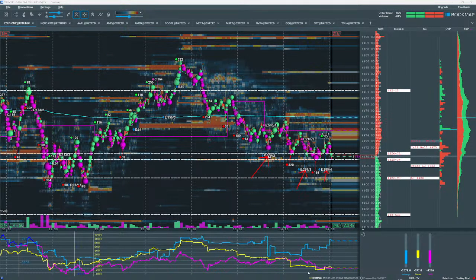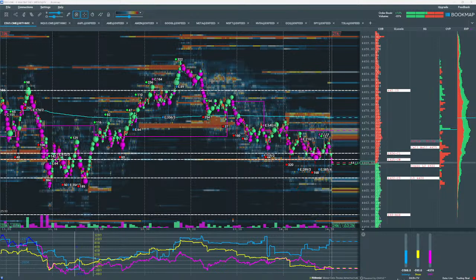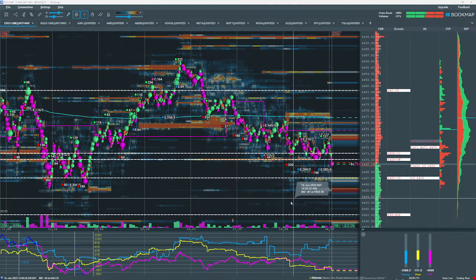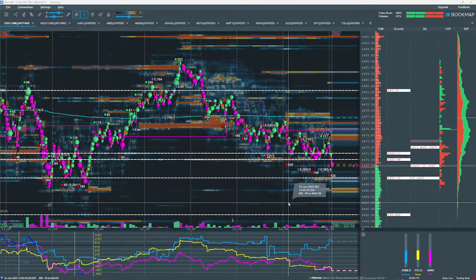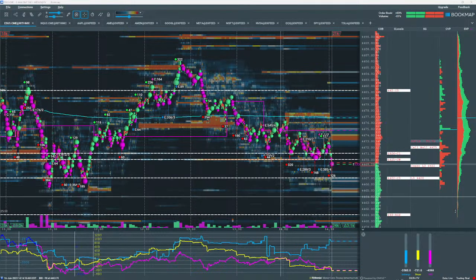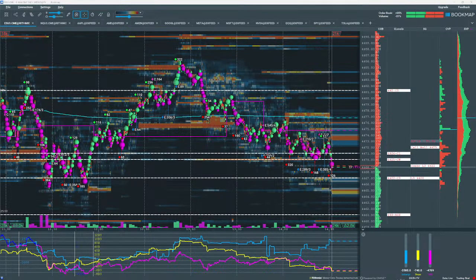But CVD and stops, order flow, according to the cumulative volume delta, and sell stop orders are still helping to fuel the move lower. Although watching these iceberg orders may be an early indication of a potential reversal higher. Let's go take a look and see what options traders are doing.